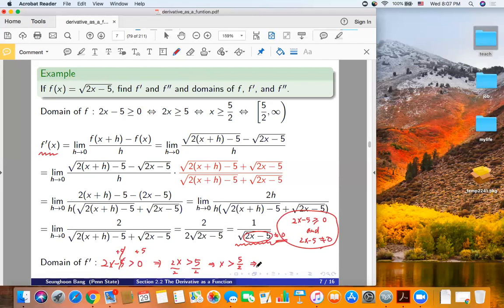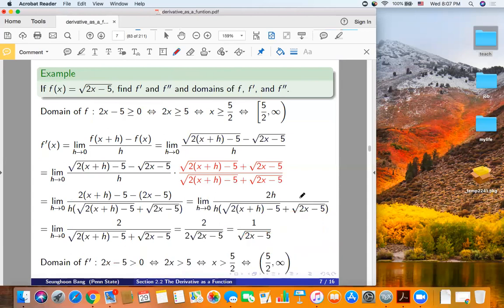So what's the next? You can change to interval notation: the open interval from 5 over 2 to infinity. This is the domain of f prime. In this problem, the domain of f is a half closed interval, and the domain of f prime is an open interval. You have to exclude 5 over 2. This is the idea.